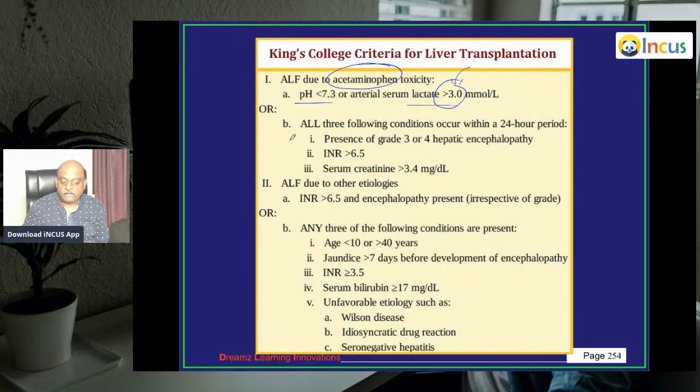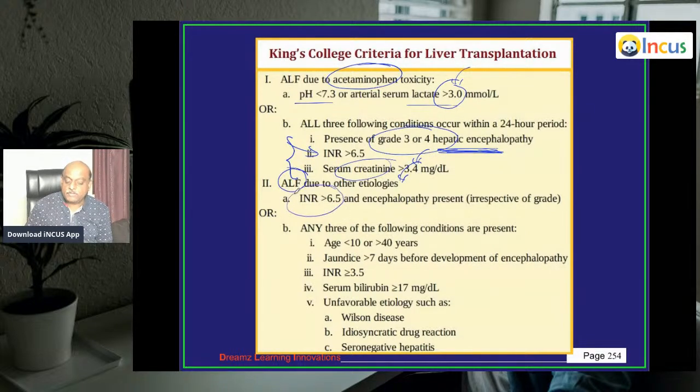Or if three things happen within a 24-hour period of time: serum creatinine more than 3.4, INR more than 6.5, and grade 3 or grade 4 hepatic encephalopathy, then transplantation karo. Any acute liver failure due to other etiologies, if the INR is more than 6.5 and encephalopathy is present, whatever be the grade, do the transplantation.